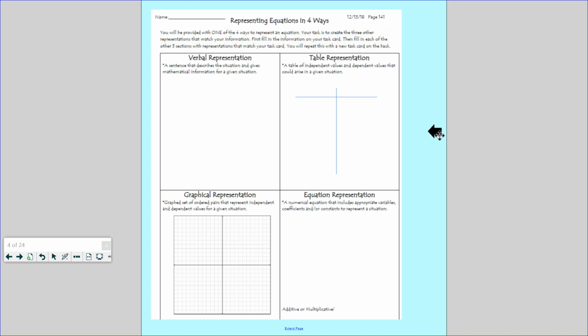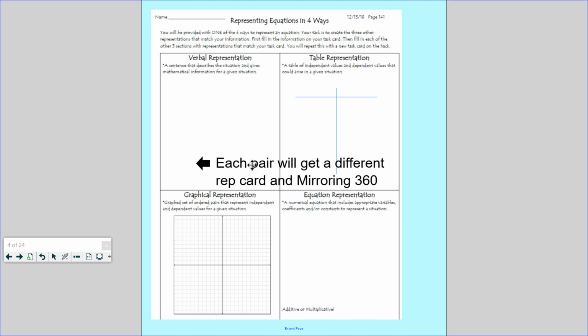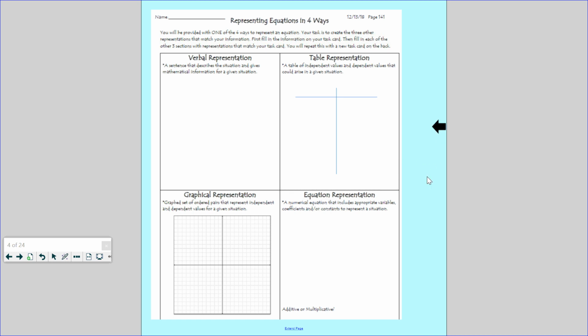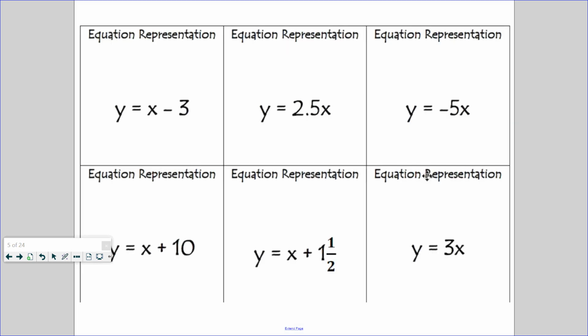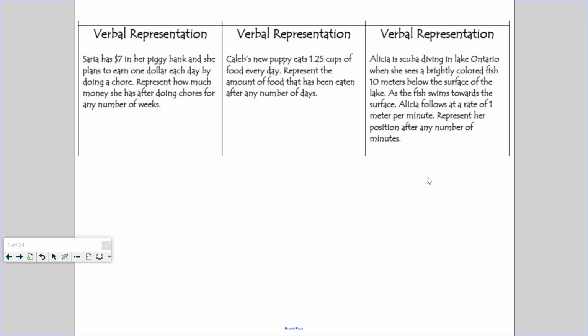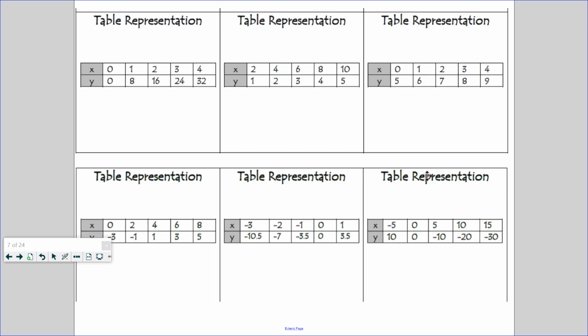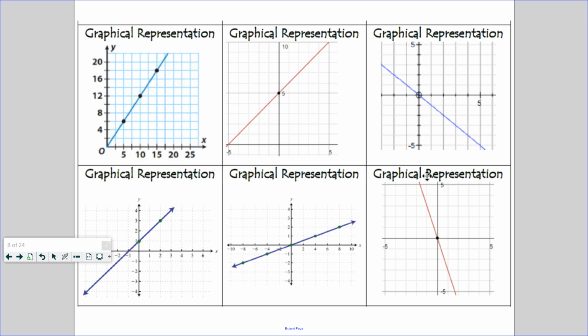Why is there an arrow here? Let's see. Each pair will get a different rep card and they will be showcasing it. So for example, you may be getting an equation such as this. You may be getting a verbal description like this. You may be getting a table that looks like this. Or you may be getting a graph like this.